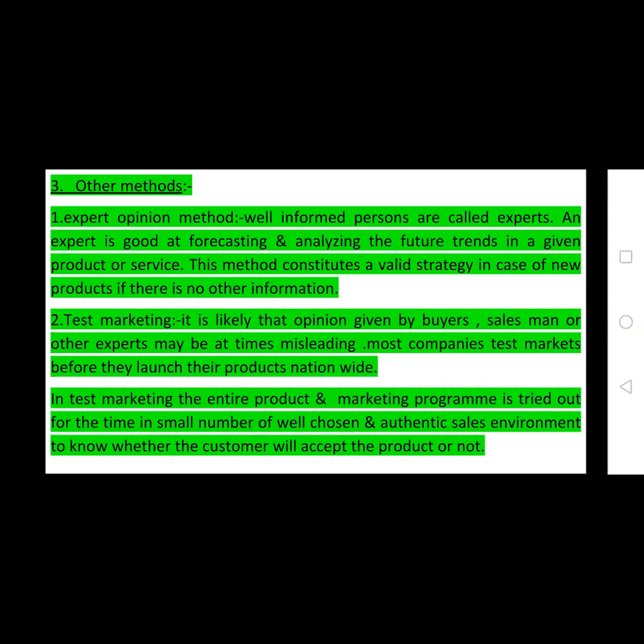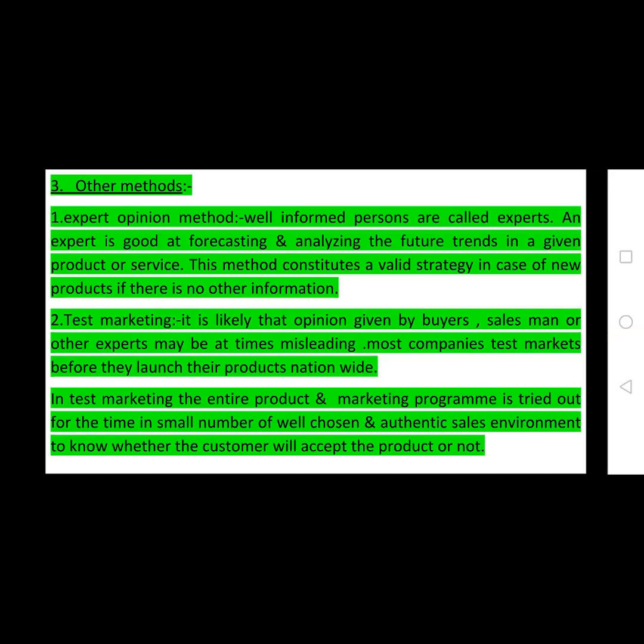In general, expert means a well informed person, a person who has complete knowledge and a number of years of experience in a particular product or service. So automatically he has knowledge about in what situations the demand increases or decreases, or whether a new product has demand or not. This type of information is given by the expert through his experience or knowledge, so we consider his opinion to estimate the future demand for a product.